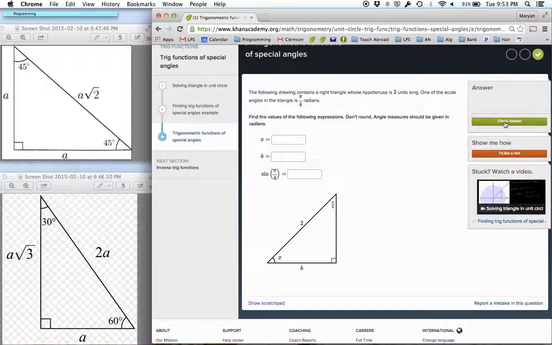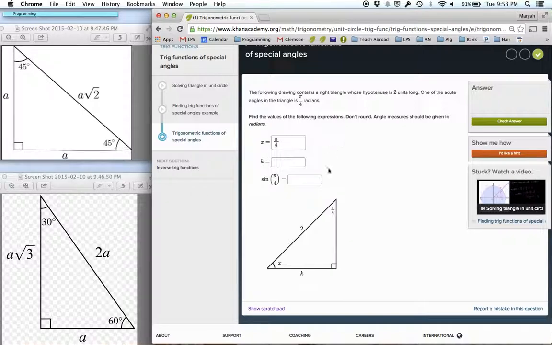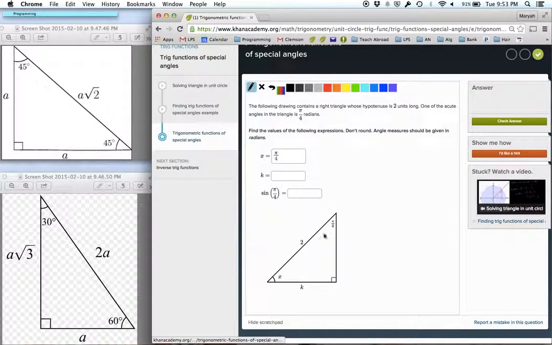Alright, so let's see. We've got another isosceles. I know that because it's got pi over 4. So I know that x is also going to be pi over 4. K is going to be my A value. We can solve for A by doing, I know that 2 has to equal A times the square root of 2. So I can solve for it by dividing by the square root of 2.